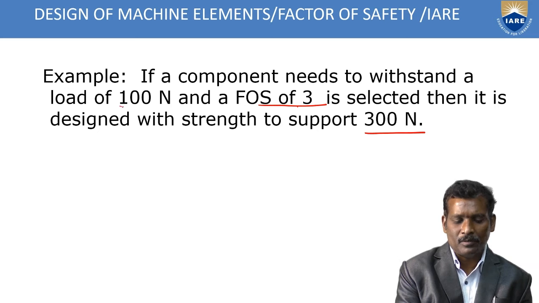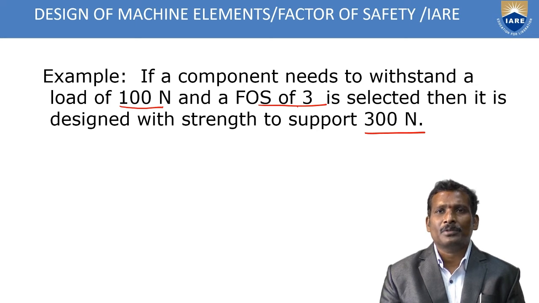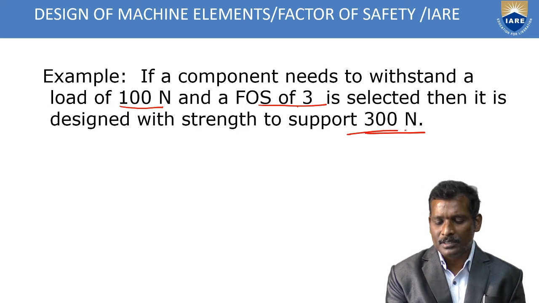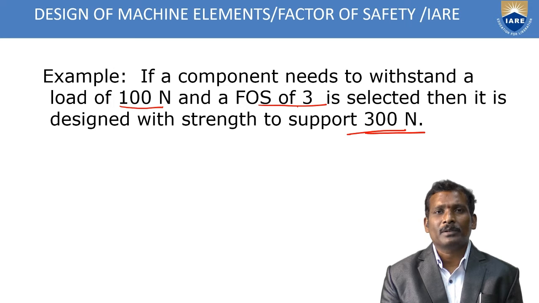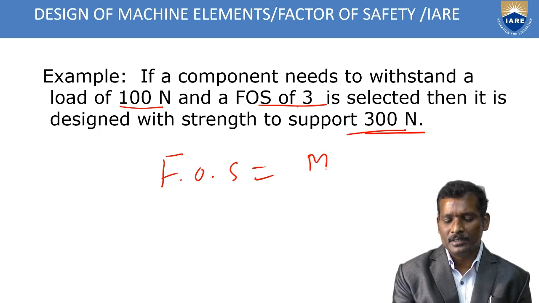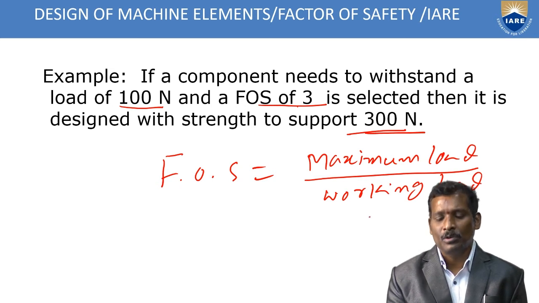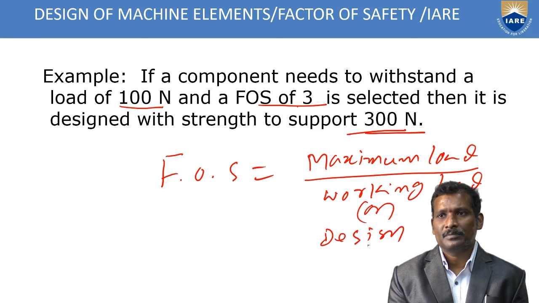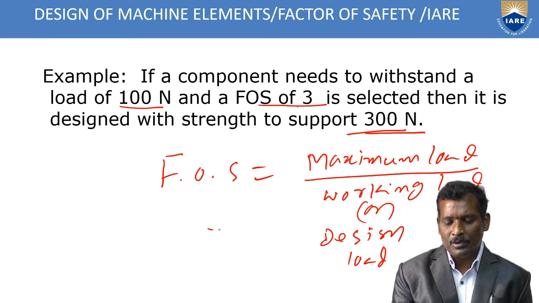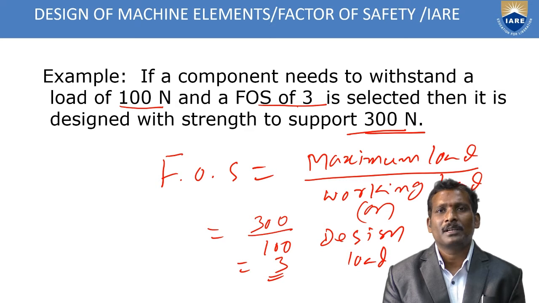What is this load of 100 newtons? This is your actual load, our working load. The component should withstand this load of 100 newtons, and the maximum capacity it is designed to support is 300 newtons. So this is the maximum load. Clear? But your working load is 100 newtons. So what is the factor of safety here? Generally, the factor of safety we can write like this: maximum load upon the working load, or design load. Here the maximum load is 300 and the design load is 100, so 3. That's why the factor of safety value selected here is 3. Clear?